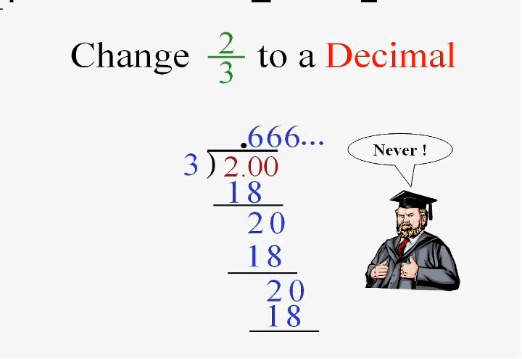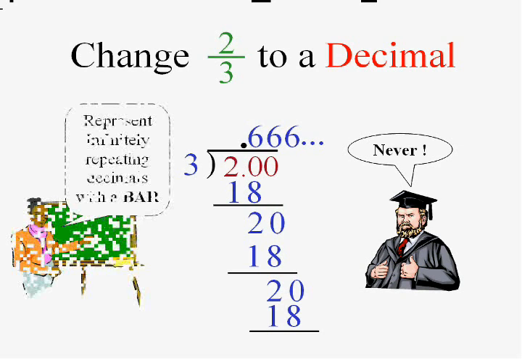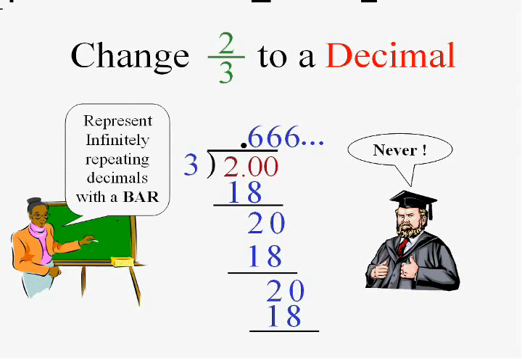It never ends. So what do we do? We're going to represent this with what's called a repetend. We're going to put a bar over the digit or digits that repeat. And of course you see that the 6 is repeating. So 2/3 written as a repeating decimal is going to be 0.6 with a repetend over it. And that, believe it or not, is the answer. That's all I can say. Sheer unadulterated brilliance.